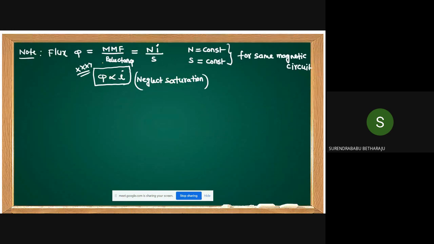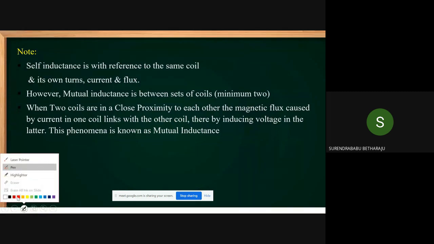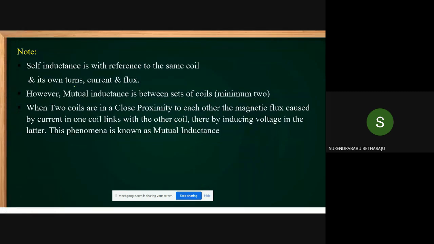Students, this is the definition of the flux I gave: MMF by reluctance. Then, by neglecting the saturation, the flux is always directly proportional to the current. All these fundamentals I explained in the previous session, students. Then here I am giving some note points. Please concentrate.